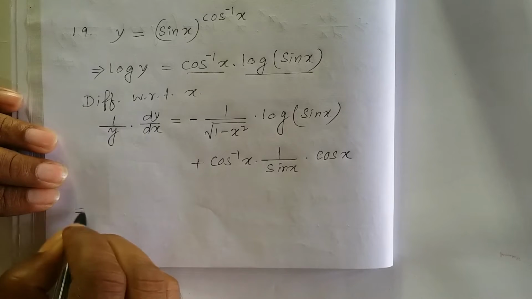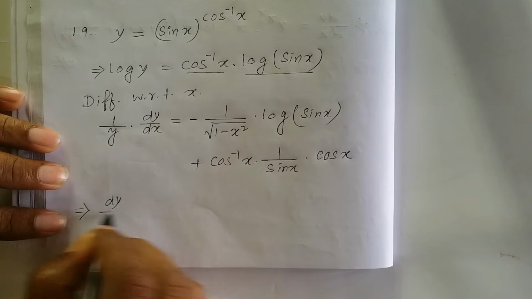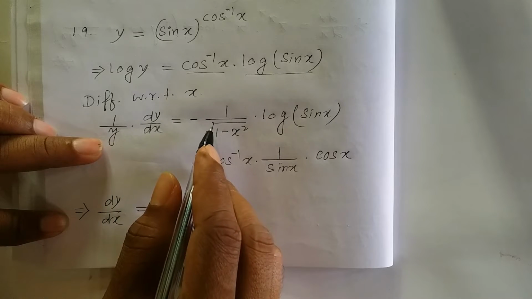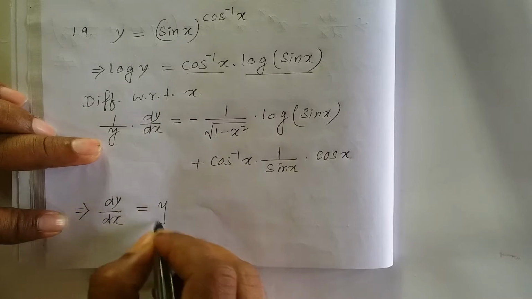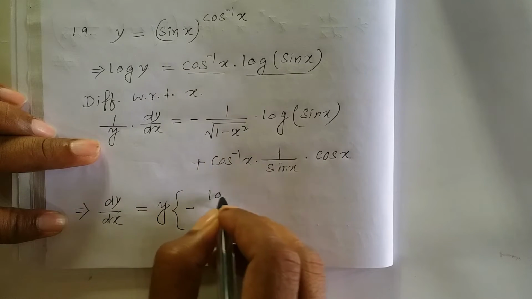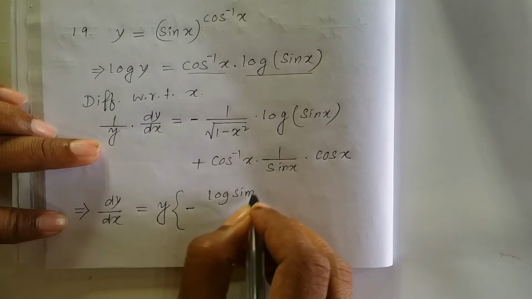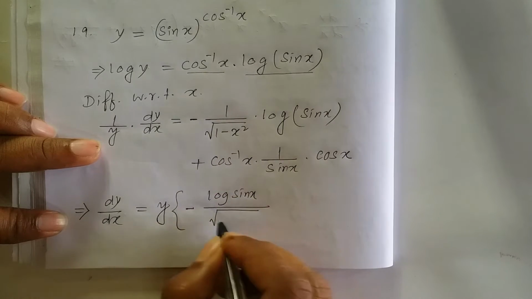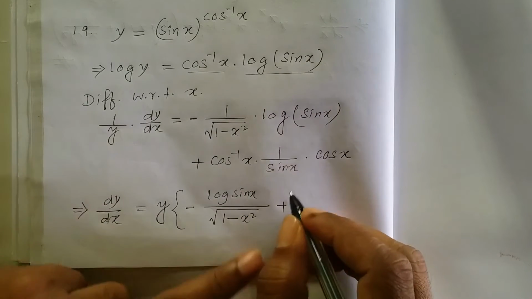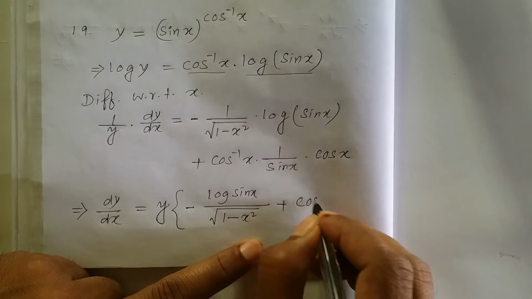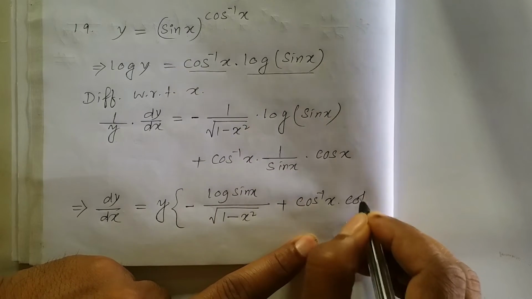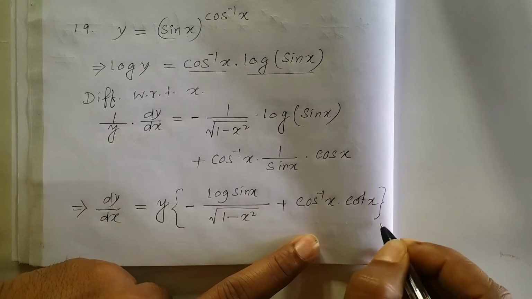So therefore you can directly write dy dx is equal to y, which goes to the numerator with cross product. So y whole into, this is actually minus of log of sin x divided by root over 1 minus x square, then plus cos inverse x remaining same into cos x by sin x, which is actually cot of x. So you leave the answer here.